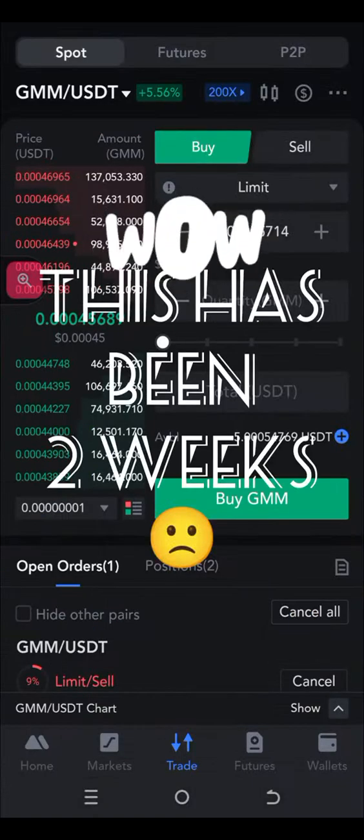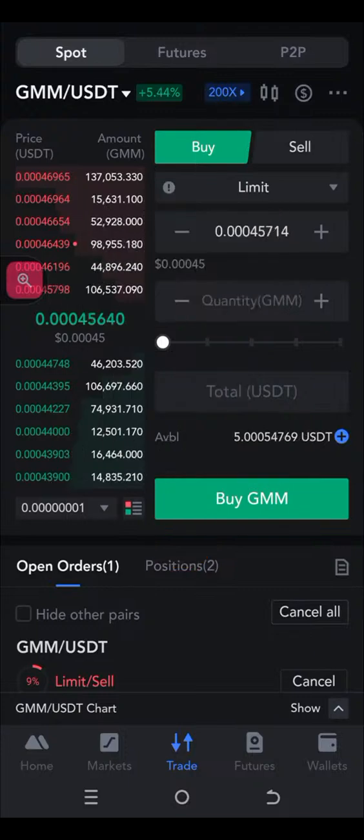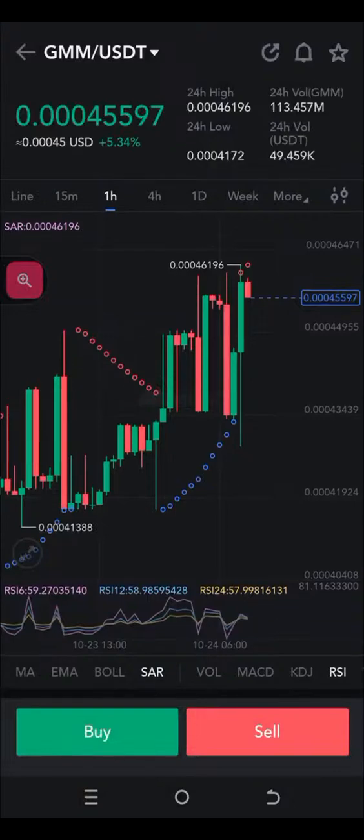Wow, this has been 2 weeks. We've been at this trade for 2 whole weeks, 14 days. This is serious. And what exactly happened? It has been affected by the dipping of BTC and all of those things, and then the roller coaster happened, and right now it looks like it's going back up. Look at it. And it's going down again.